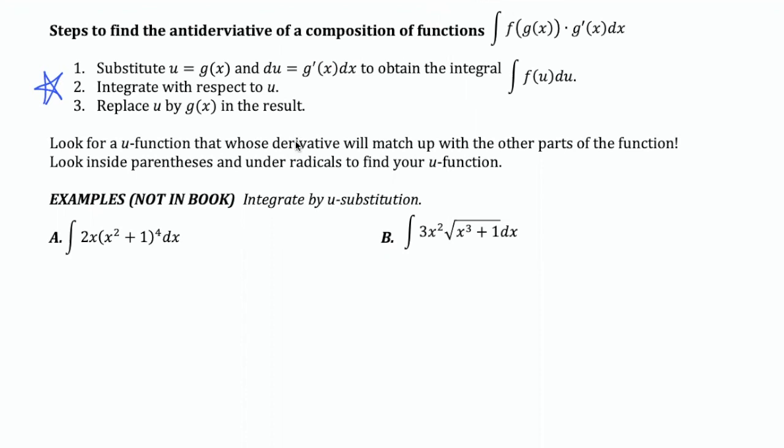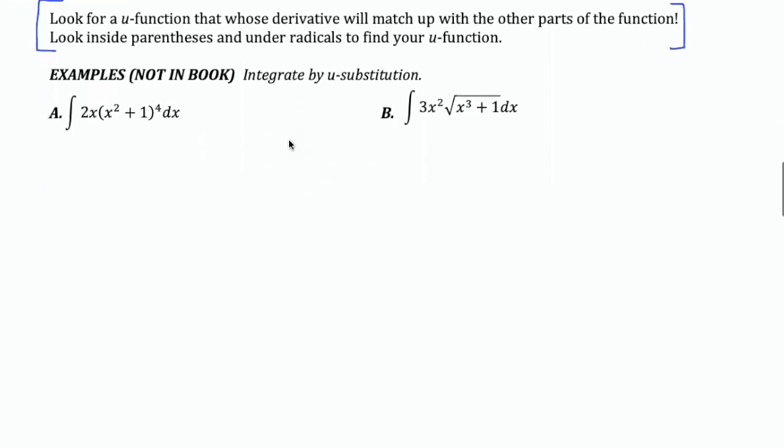Your book does a few select examples, but I wanted to do more than that because this can take some time to get good at. And I'm giving you some additional advice here, which will make sense as we start to do some examples: you look for a u function whose derivative will match up with the other parts of the function. And typically, to find your u function, you look inside parentheses and under radicals. So if we look at the first example here that I'd like to do, you can see we have parentheses.